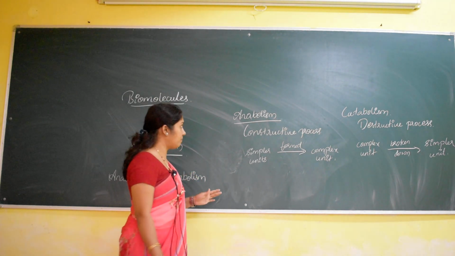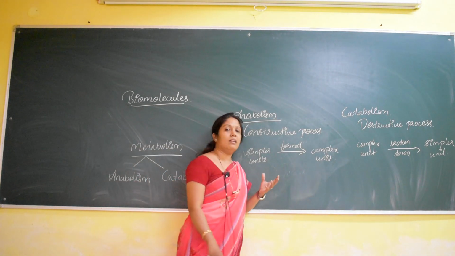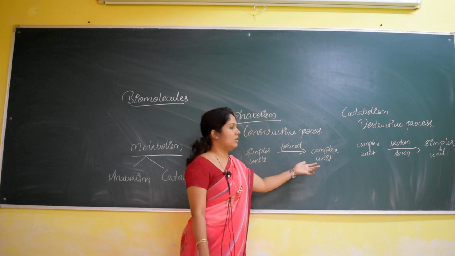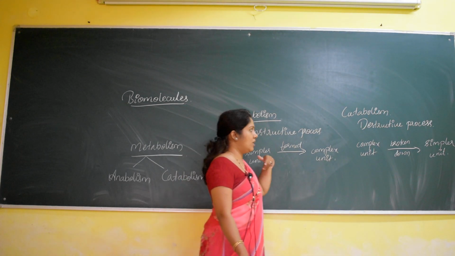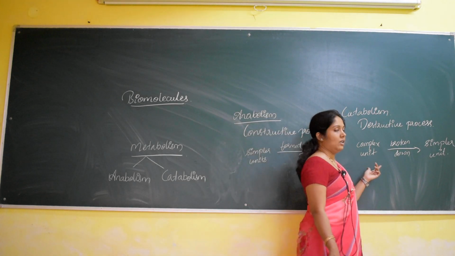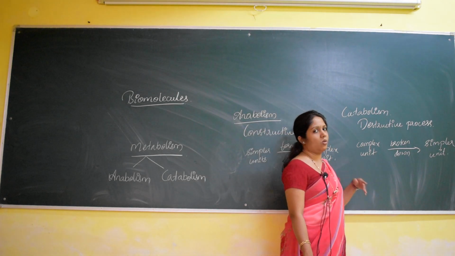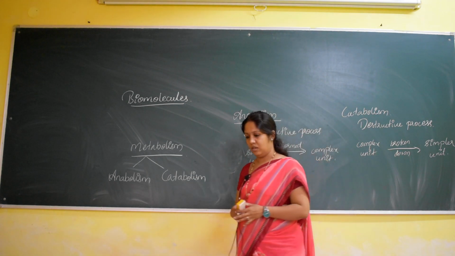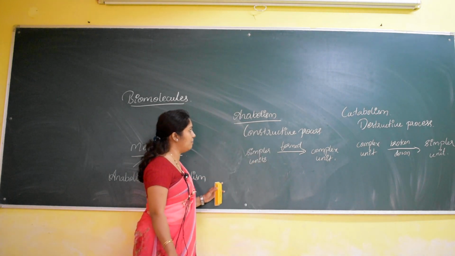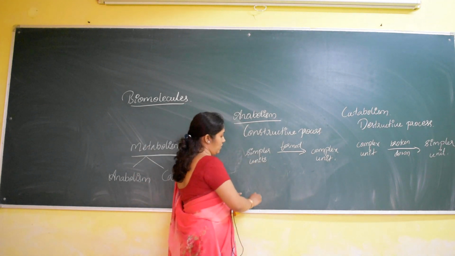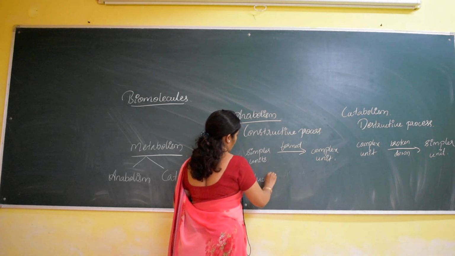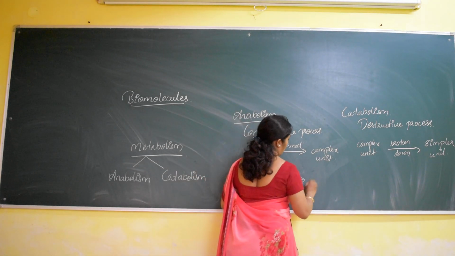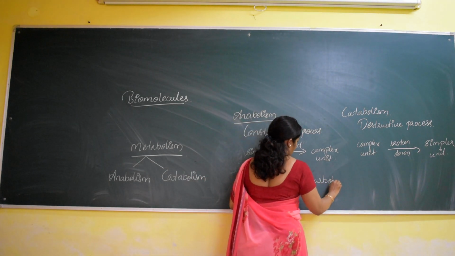Is it clear? So in anabolism, the simpler units are joined together and result in the formation of a complex unit. Whereas in catabolism, the complex units are broken down, destructed, to form simpler units. Understood? Now the best example for anabolism: let us take glucose, which we are going to study now in biomolecules. A number of glucose units are joined together to form a complex unit called carbohydrate.